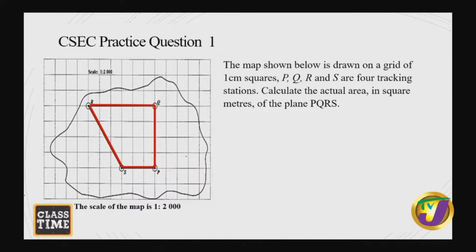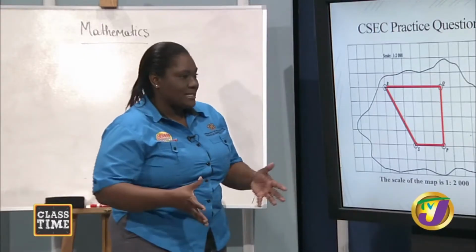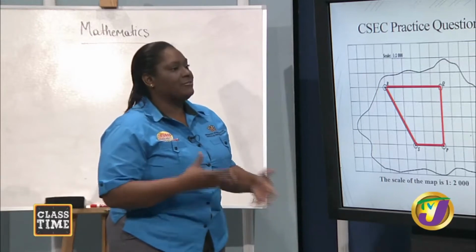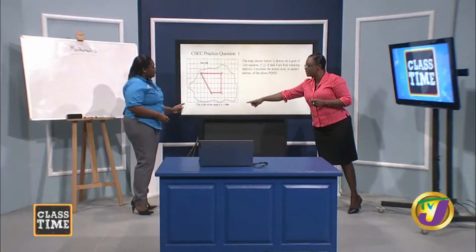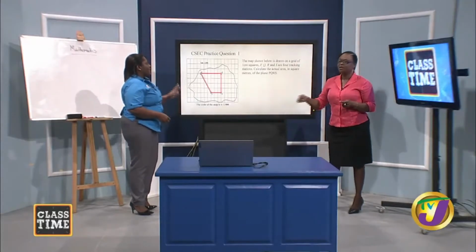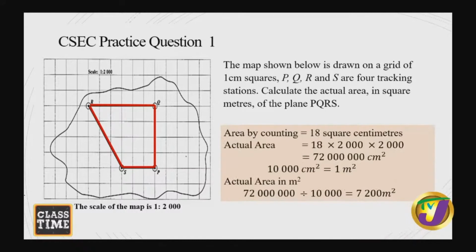Remember, what is on the map cannot be our actual distance in real life. We have to do some amount of conversion, and we also have to bear in mind the scale that is given. That is why we keep seeing this conversion replaying itself in this context, because of the scale. So how do we go about solving this problem right now?